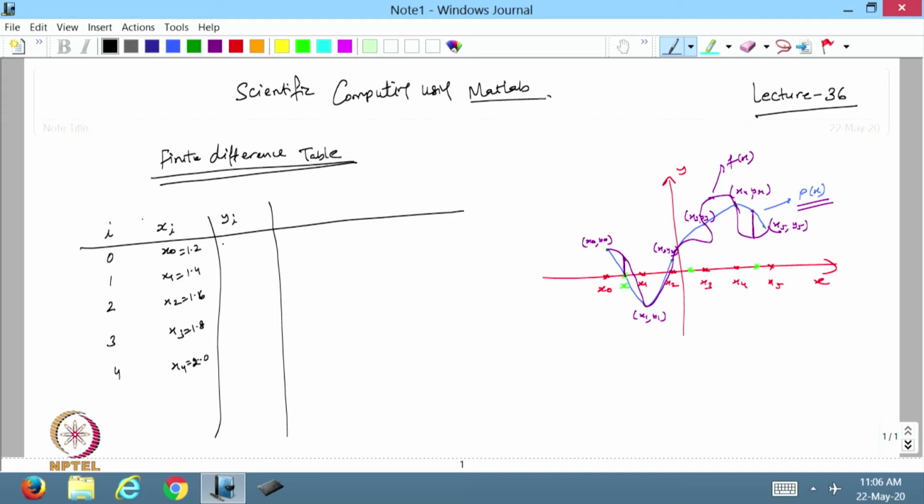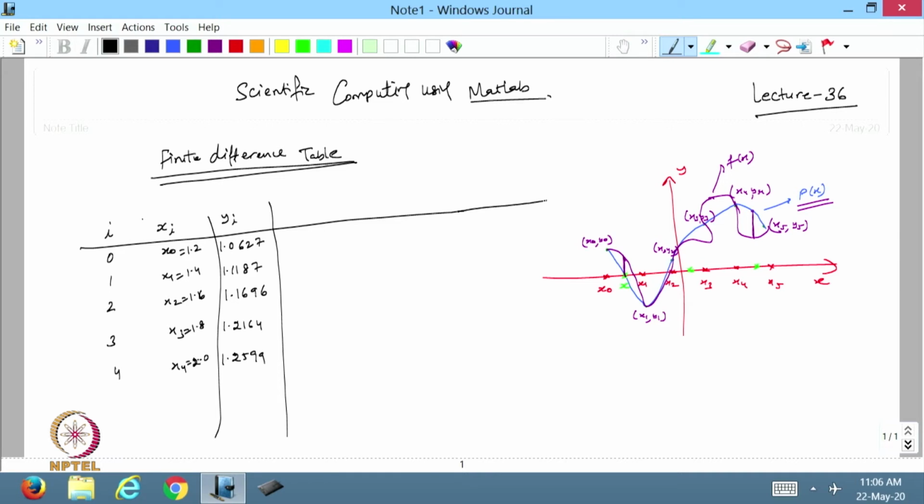Suppose the values are given like this: 1.0627, 1.1187, 1.1696, 1.2164 and 1.2599. So, these values are given to me.